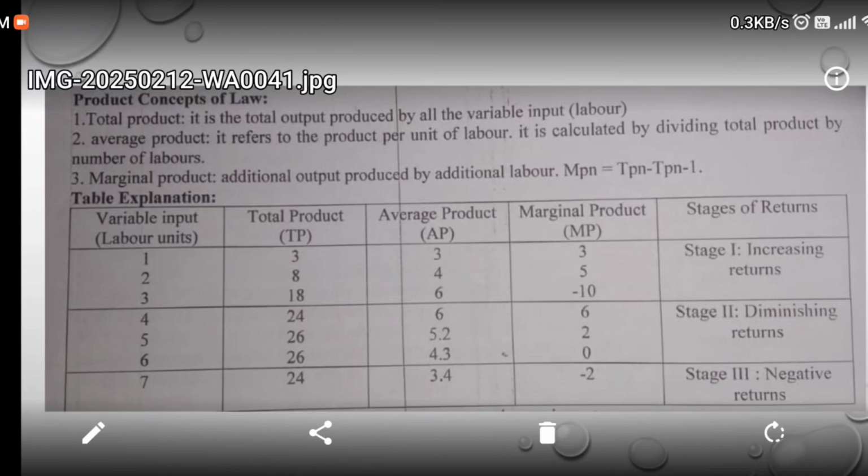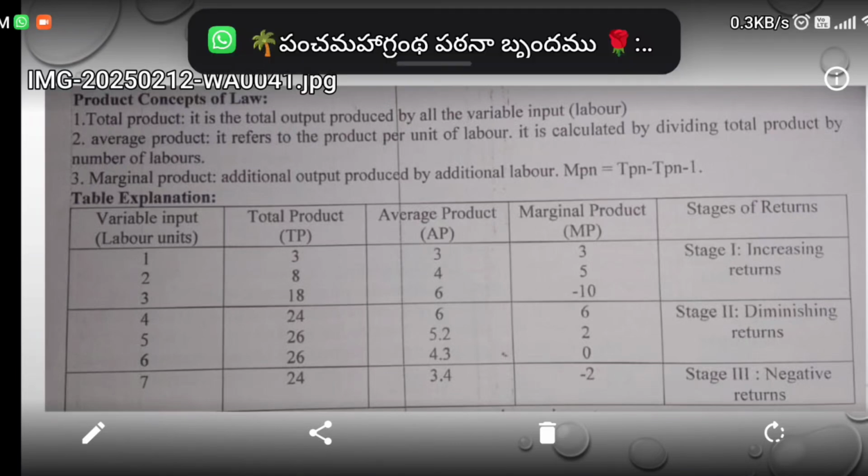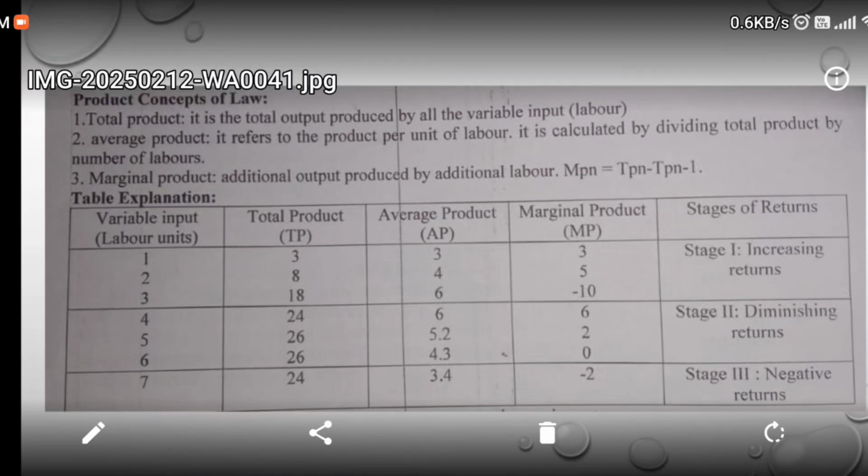Average product refers to the product per unit of labor. It is calculated by dividing the total product by the number of laborers. Average product is equal to total product by number of laborers. Next, marginal product is the additional output produced by the additional labor. MPn is equal to TPn minus TPn minus 1.